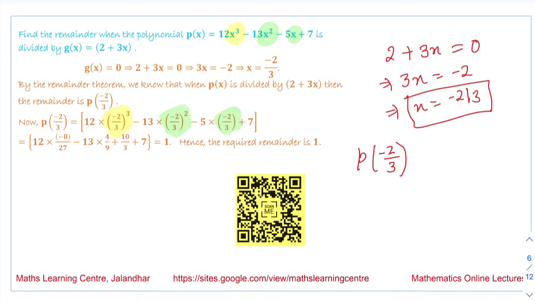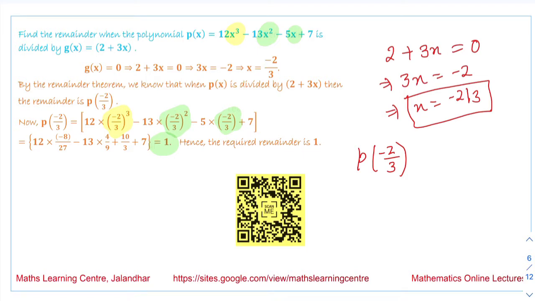And when you solve these values, you will get the answer is 1. You can try to solve this value and you get the answer is 1. So it means whenever you divide these two polynomials, the remainder will be 1. You can check this by manually dividing these two polynomials and you will come to know that the answer is 1.